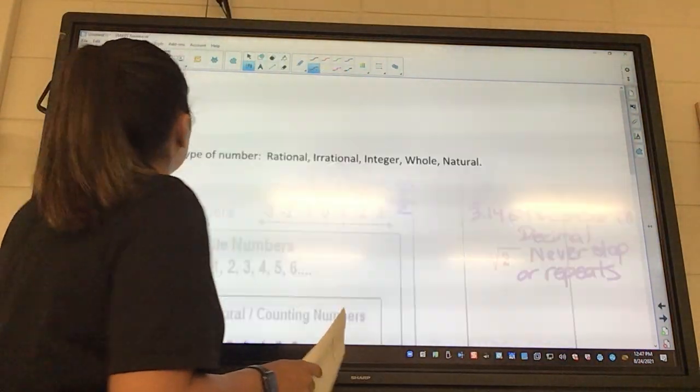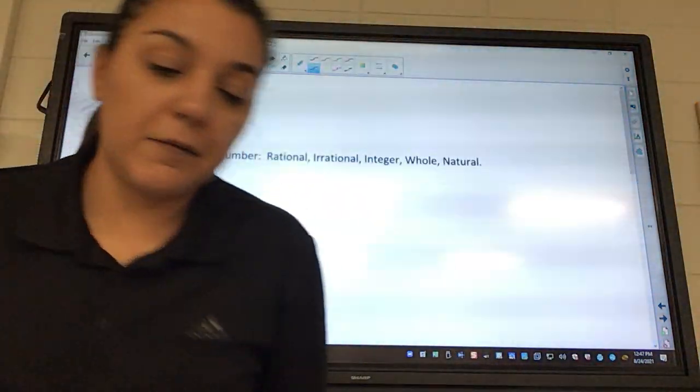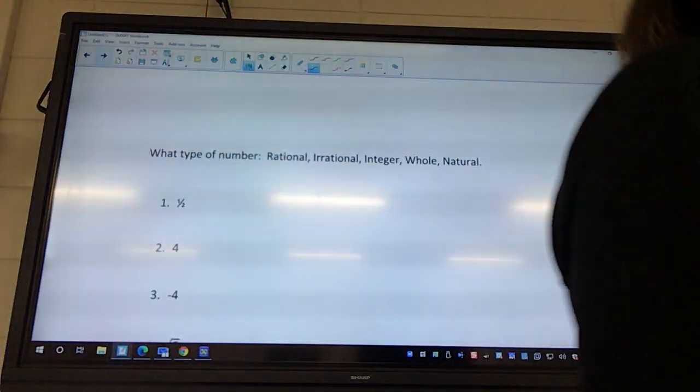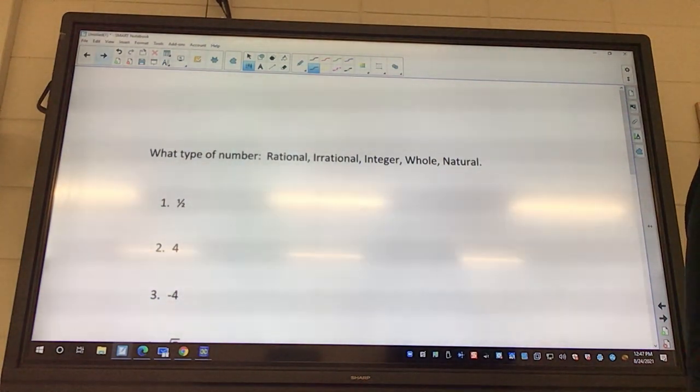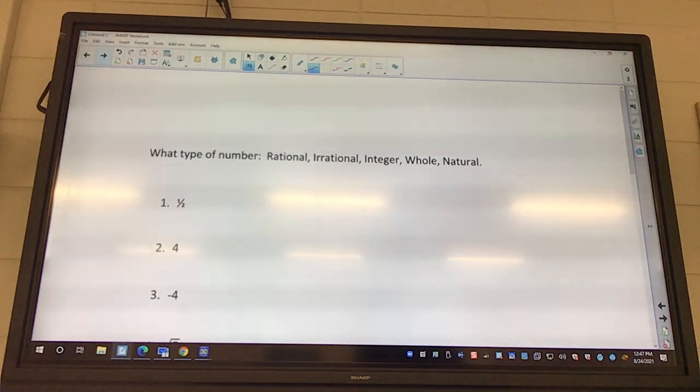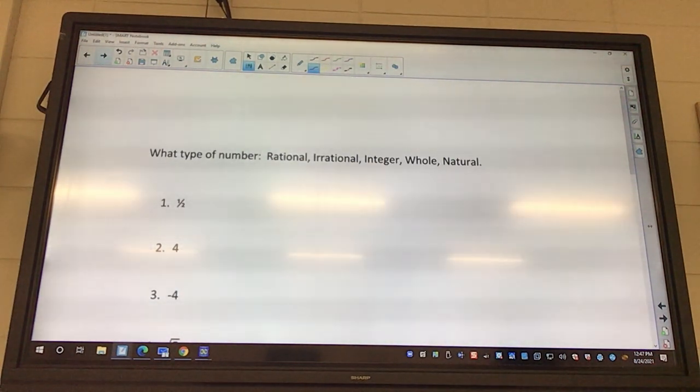Go to your sheet for real. I'm sorry because you're going to have to kind of flip back and forth. Actually, I have some of these you guys can use. Let me go get one. That way you can look at the chart at least. You don't have to flip back and forth.